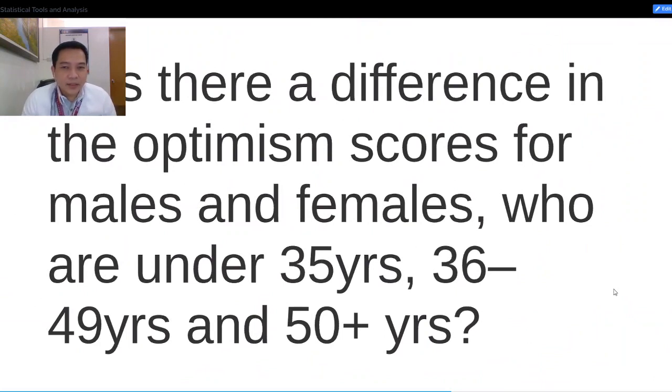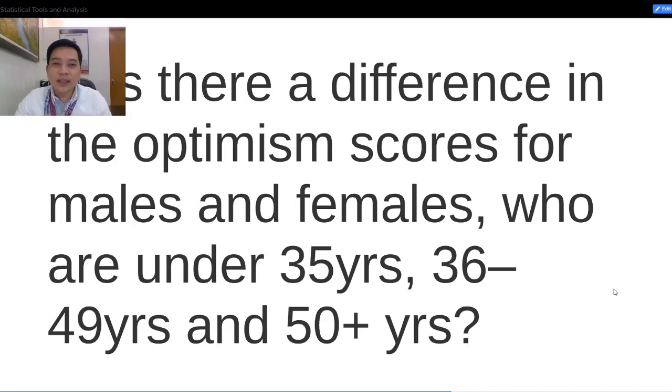And then, again, another question here will deal with difference. Is there a difference in the optimism scores for males and females who are under 35, 36 to 49, and 50 and above years of age? You see here, it's a more complex question, but let's go through our protocol on how we analyze the question in order to arrive at the appropriate test.